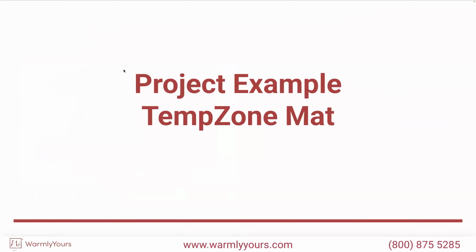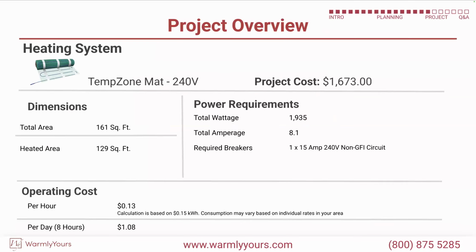So let's take a project example that we did with the TempZone mat. And this is the install I think I did on the day that my filling fell out. So I always remember this one. Yes, this is the TempZone mat system. We're quoting for a 240-volt system here. We're going to tell you how much area that's going to cover. Again, this is kind of the whole project overview, shows you the wattage, the amperage, the required breakers.